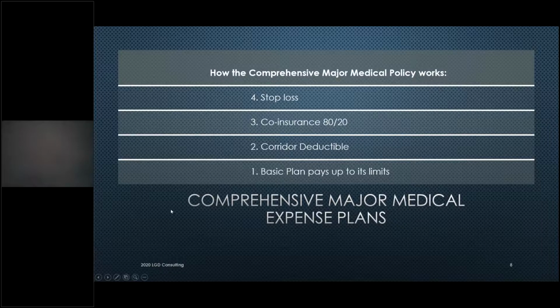So instead of buying two policies, a basic and a major medical, let's just get one, the comprehensive major medical expense plan. It covers both of them. The basic portion covers little stuff, and the major medical portion covers the big stuff. Right?